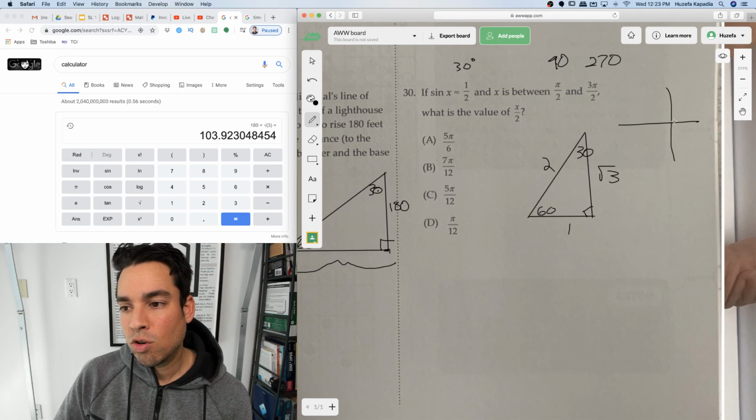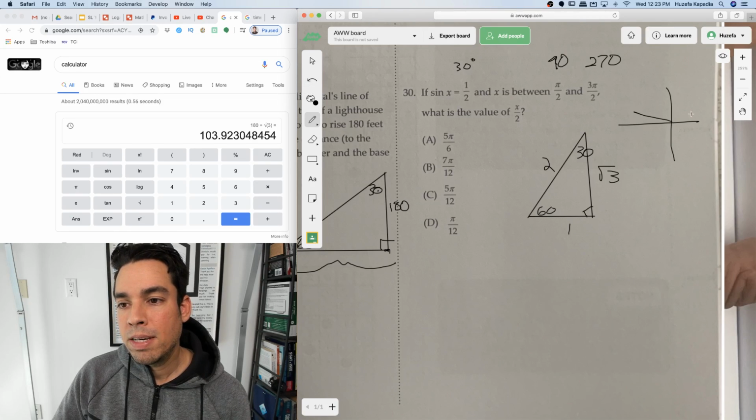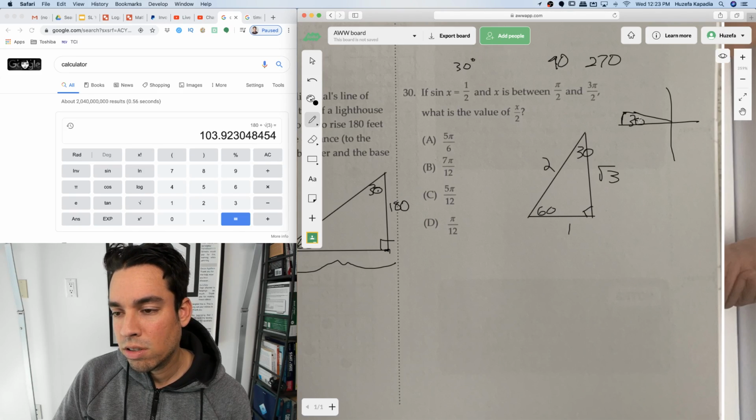So it's positive, and in quadrant 2, sine is positive. Quadrant 3, it's negative. So that means the reference angle is going to be 30. This is some more intense trig than I've normally seen. The reference angle is going to be 30, which means this is going to be 150.